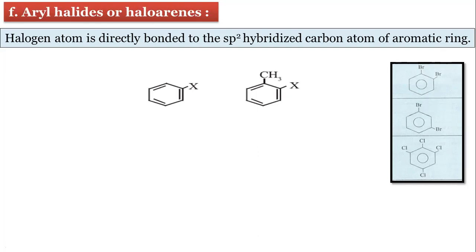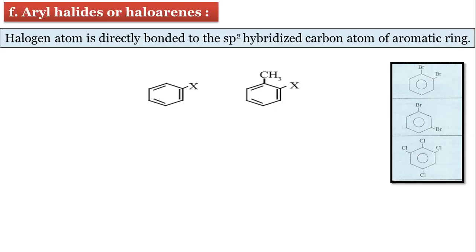You can unmute yourself and tell me what is the name of this compound. You can see this one, first one. Anyone? 1,2 dibromobenzene. Dibromo? Benzene.